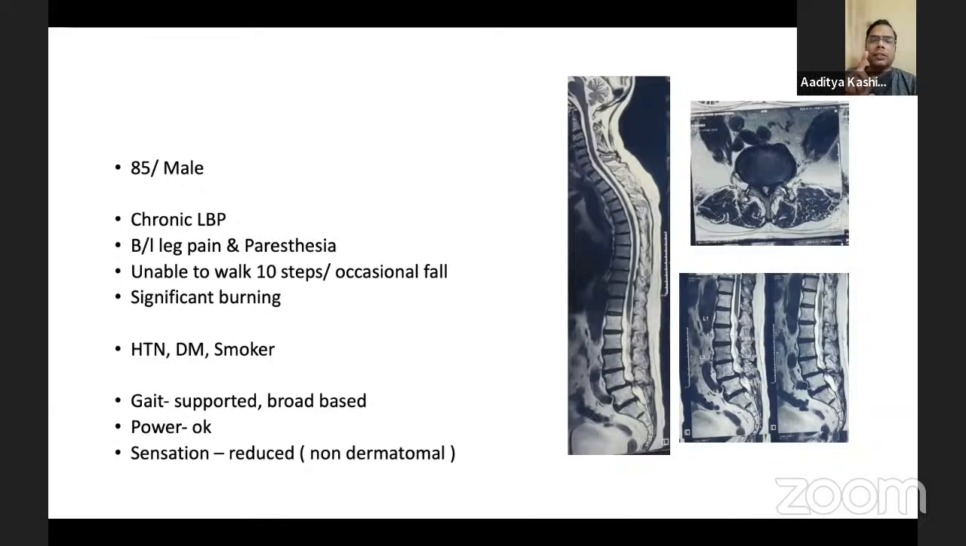And one scenario where I won't be doing long segment decompression, for example, if the patient is medically unfit and I have to reduce the surgical time. And in my mind, I am clear that the symptomatic level is only one level, L4-5. Then maybe I'll just try to do it as quickly as possible, just decompress L4-5 and come out.